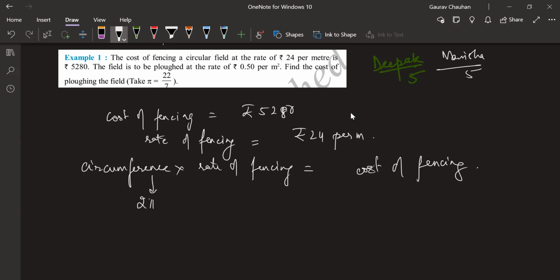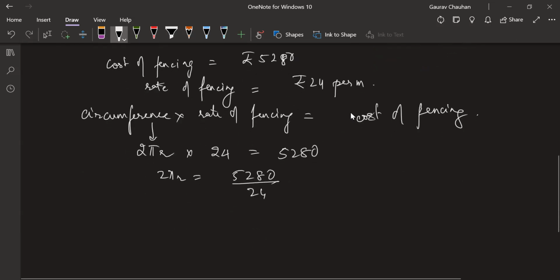2 pi r, because I finally need to find radius. Okay, if I find radius, my problem is solved. Then I can find area. We good with that, Bindu? Yeah, so I'm writing 2 pi r into rate of fencing, 24, is equal to 5280. Everyone okay with this? So that gives me 2 pi r is equal to 5280 by 24. I can divide this. Anyone wants to do it faster than me?